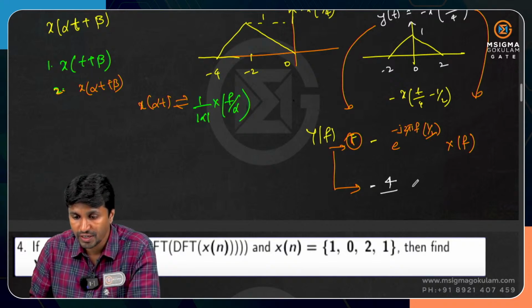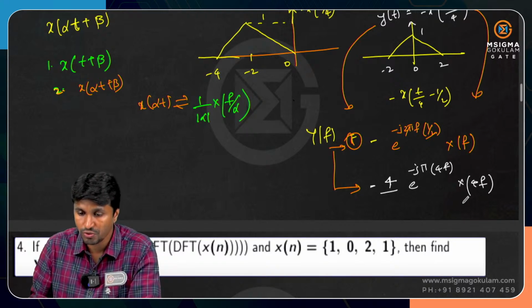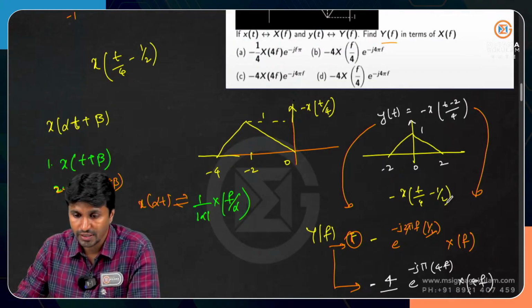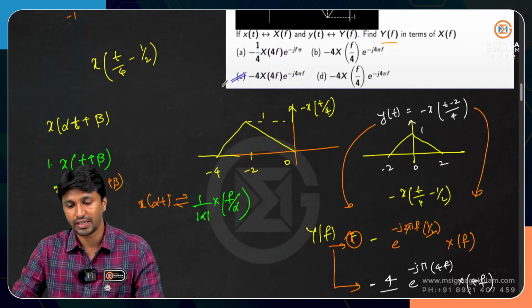You have a negative sign here. So e raised to minus j pi into f by alpha. Since f by alpha is 4f, this becomes 4f, and this also becomes f by alpha, which is also 4f. Therefore the correct answer is option C. Option C is the correct answer.